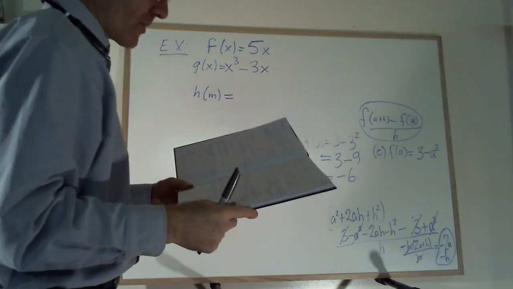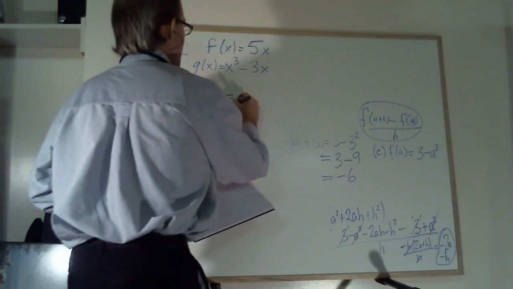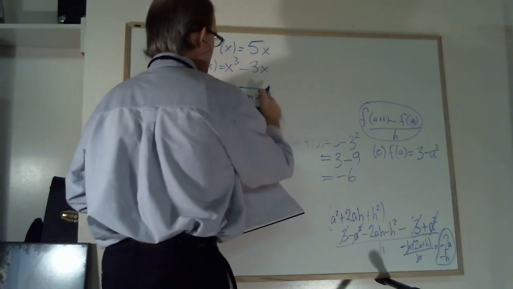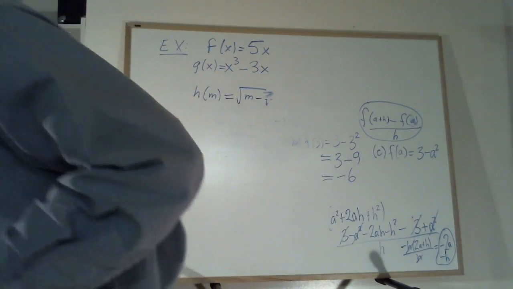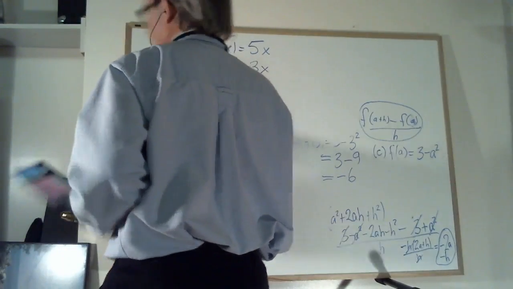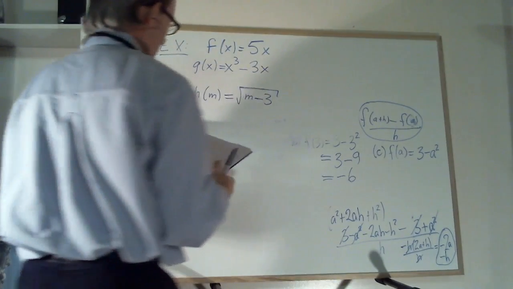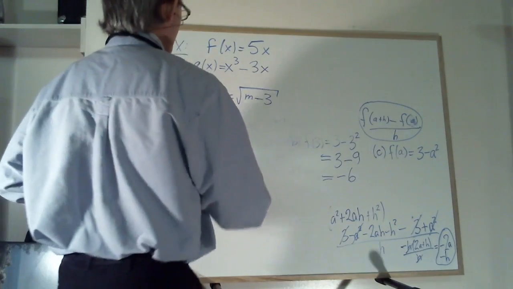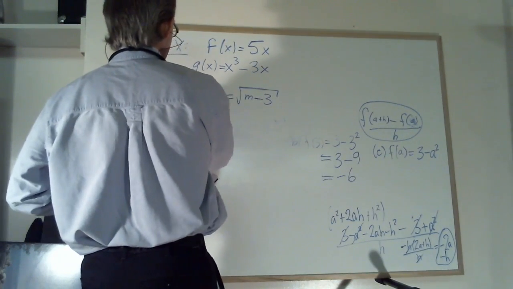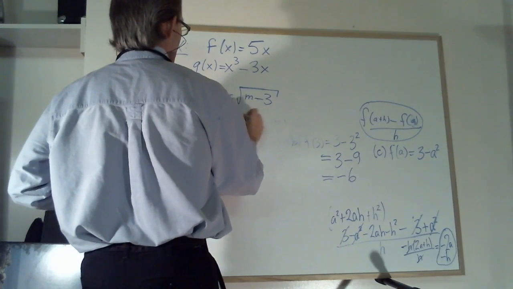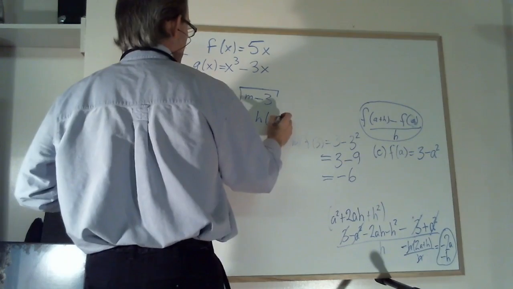Okay, so another might be called h of m. You might also have square roots in there. So it's the square root of m minus 3. And evaluate, say the question is evaluate h of 7.